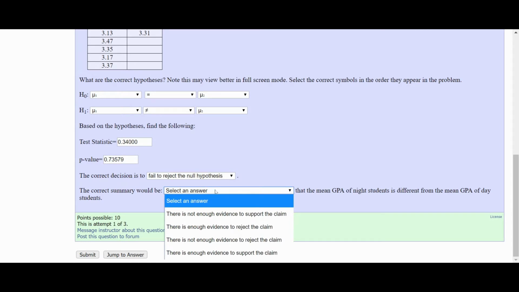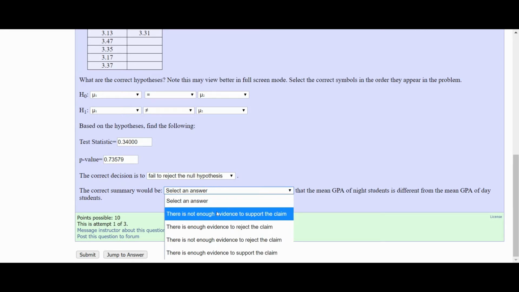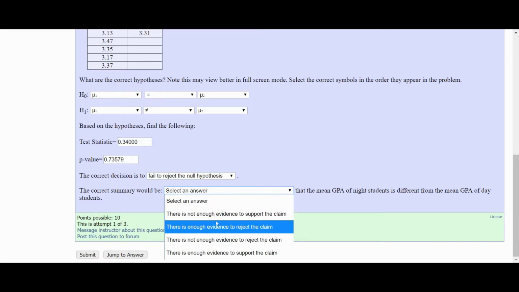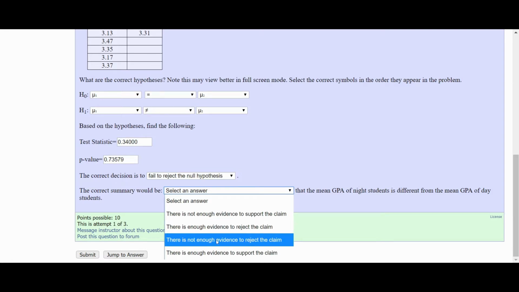And a correct summary would be that, so we want to ask, is there not enough evidence to support the claim that they're different? I would say actually that's true, but let's look at some of these others just in case. There is enough evidence to reject the claim that they are different. Well, we're not rejecting the claim, we're actually failing to reject the null hypothesis. So there is not enough evidence to reject the claim that the mean GPA of night students is different than the GPA of day students.